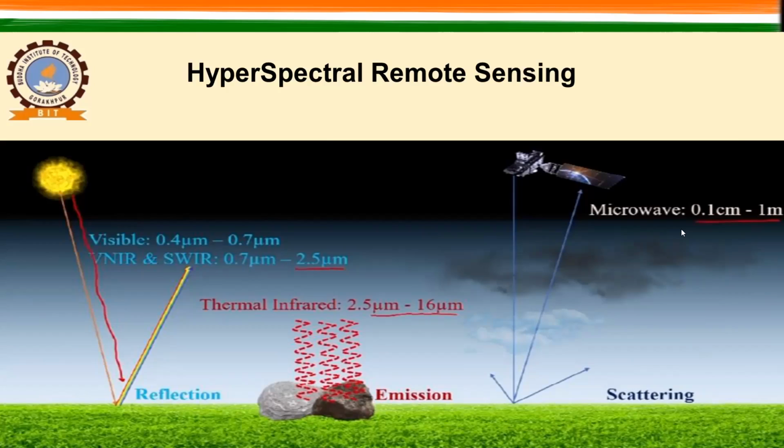Now the third case, where we are using the microwave sensor which can measure the backscattered energy, और यहाँ पे जो range होती है वो होती है 0.1 centimeter से 1 meter. So actually there are three major domains where we are doing remote sensing and deriving information about the target. It doesn't matter whether it is the Earth or any other planet, this is the fundamental of how we are capturing this energy, right?